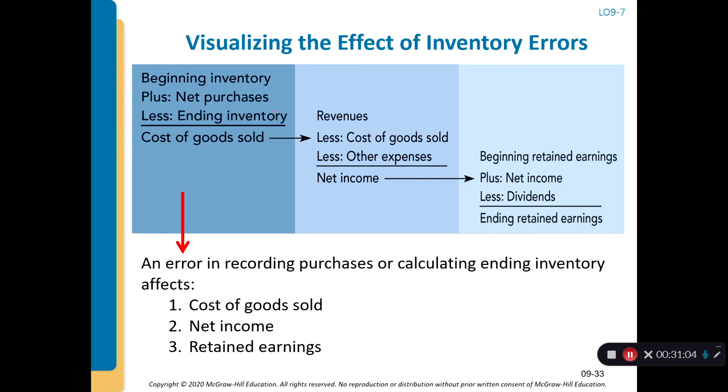So let's visualize the effect of an inventory cost error. If we made an error in, say, ending inventory, it will impact the accuracy of cost of goods sold, right? And then if the cost of goods sold is wrong, that will carry over to the income statement, which makes the net income wrong. When the net income is wrong, it will carry over to the balance sheet, which ends up with a wrong ending retained earnings. In other words, an error in recording purchases or calculating ending inventory will transmit to cost of goods sold, further give net income mistakes, and further get into the balance sheet retained earnings. So let's look at an example here.